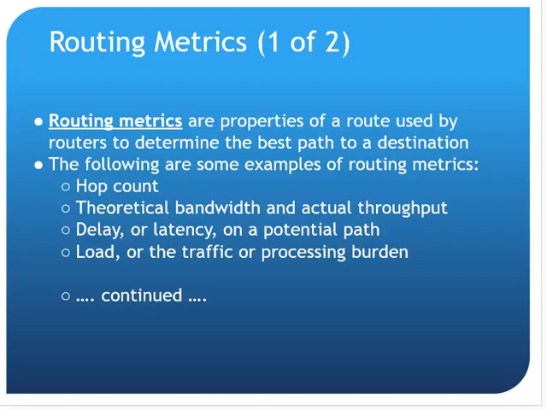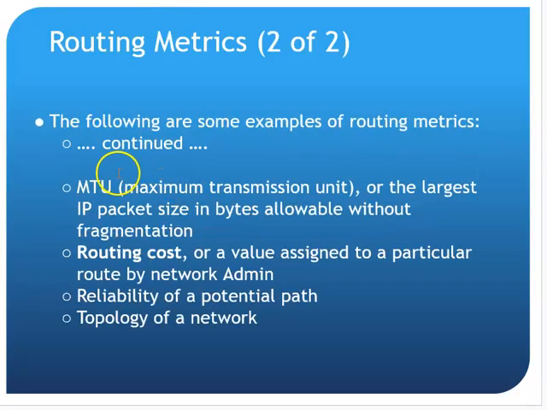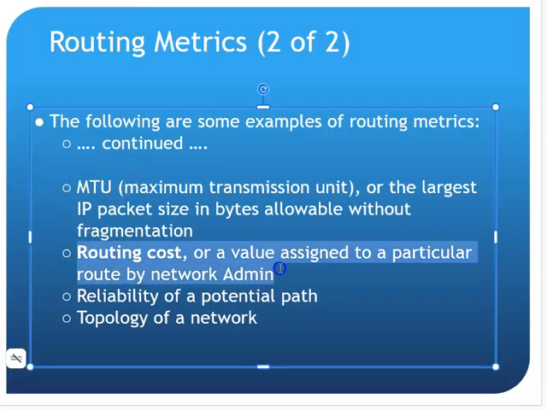The same thing is true in networks. There are things like hop count. How many routers away is it? Theoretically, the more routers, the further away it is, the longer it's going to take, kind of thing. Theoretical bandwidth, delay or latency on a path, the load on a path. Maximum transmission unit, in other words, how much data can I send on that? Routing cost, which would be factored in by an admin. It's an admin level cost. Maybe this link actually costs a lot of money to use, so we only use it as a backup kind of thing. Reliability of a path, topology of the network, all these could get factored in.